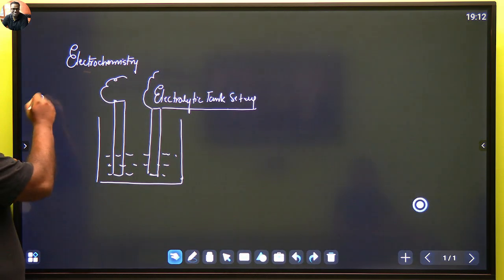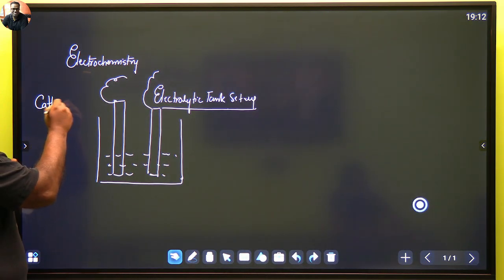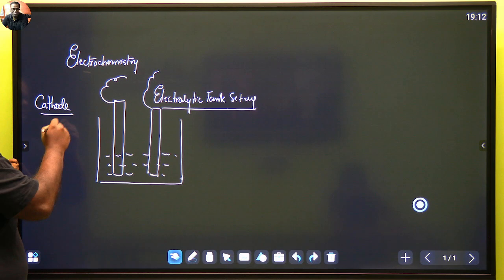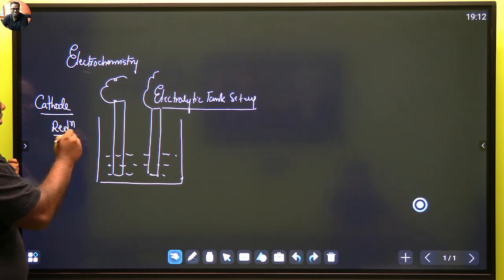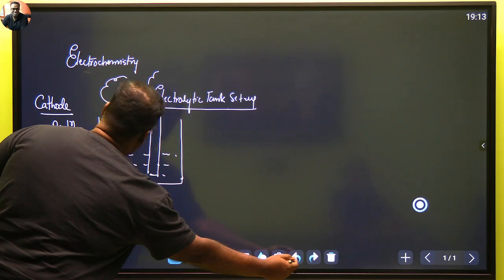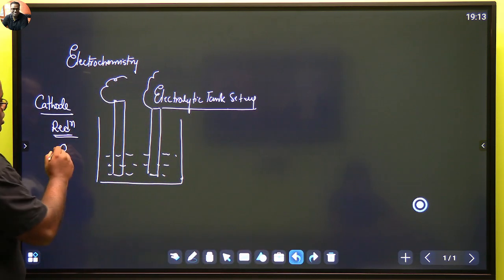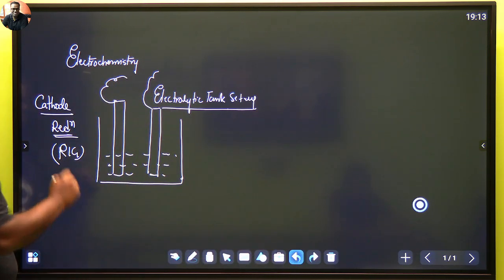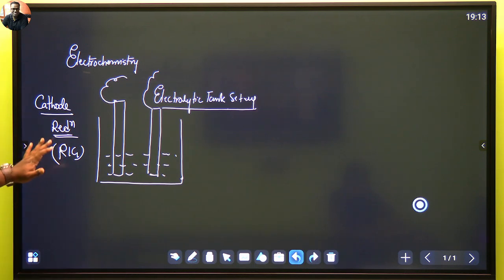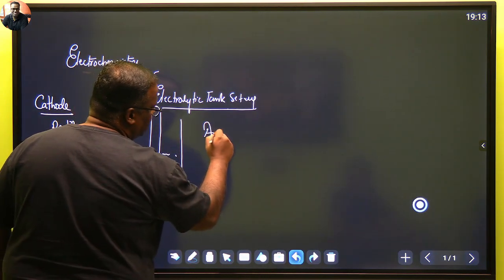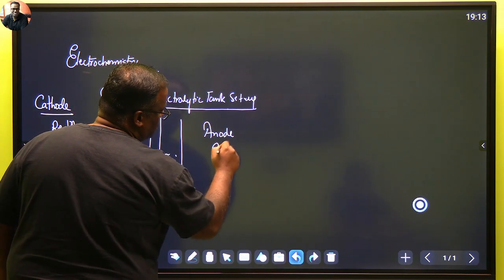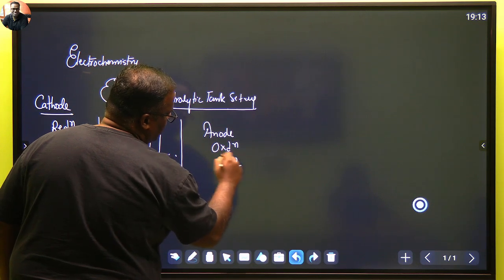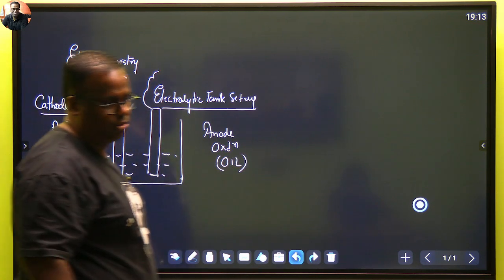Always remember, cathode is that in which reduction will take place. Reduction means RIG. Reduction is gain of electrons. Cathode is the electrode where reduction will take place. Always remember it like this. And anode is my electrode in which oxidation will take place. Oxidation means OIL. Oxidation is loss of electrons.